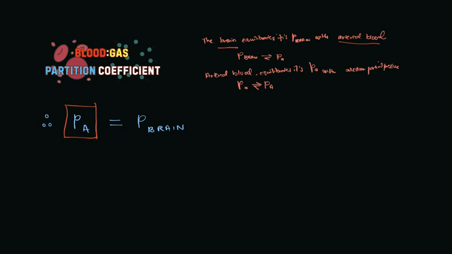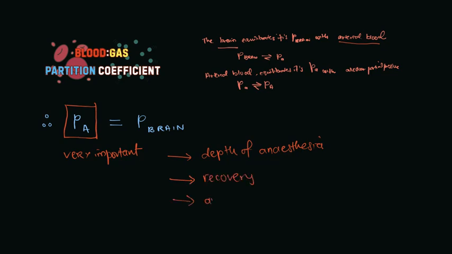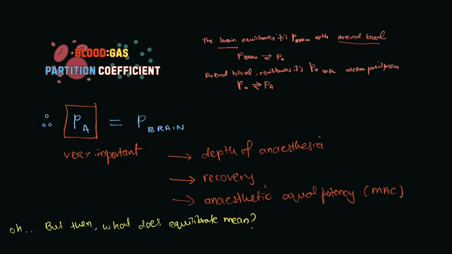Since the alveolar partial pressure closely resembles the partial pressure in the brain, it tells us a lot of information. Therefore, it is very important as a surrogate marker for many things. The alveolar partial pressure, by extension, tells us the depth of anesthesia, the recovery from anesthesia, and also the anesthetic equipotency, or MAC.